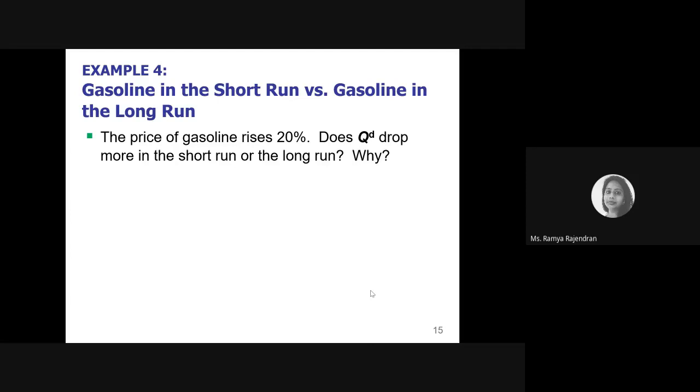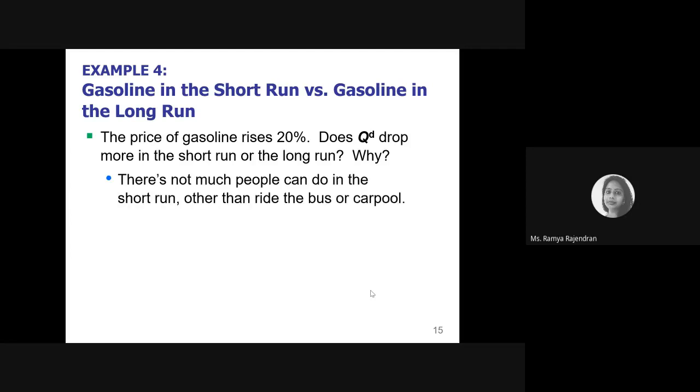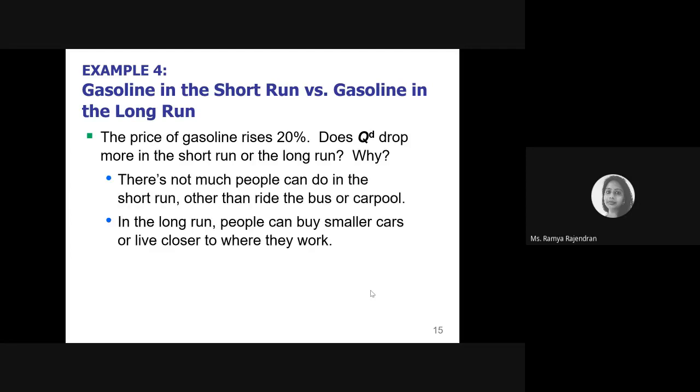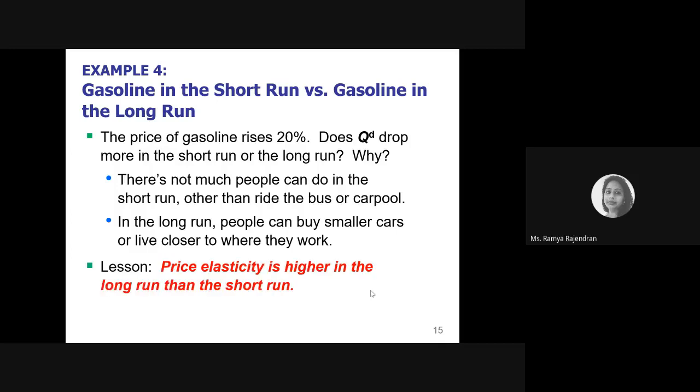But in the longer run, what happens? They might go for an alternative. They might try using cabs, or they might try to buy a hybrid car when they're replacing theirs. So in the longer run, people will shift to alternatives, like buying a hybrid car or smaller cars. They try to live closer to where they work. Here the lesson learned is that price elasticity is higher in the longer run than in the shorter run for a few items. Gasoline is an example here.